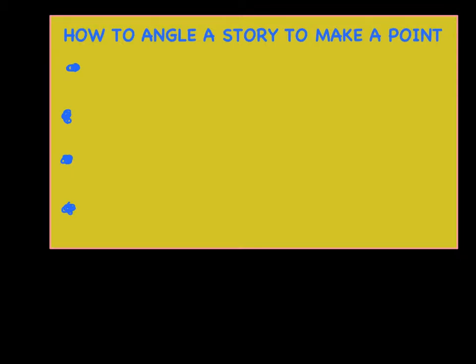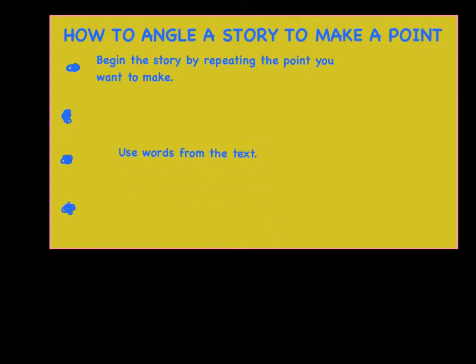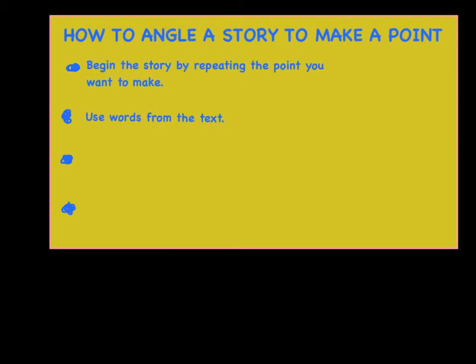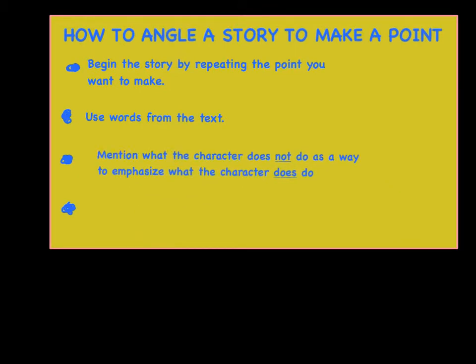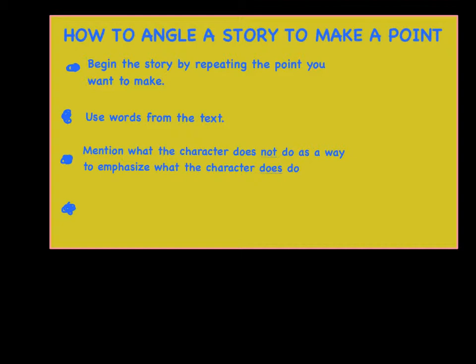Here are some things that we can do to really make sure we make a point. The first thing is to begin the story by repeating the point you want to make. We also want to make sure we're using words from the text. Not just our ideas, but we're also bringing in specific words from the text. You can also mention what the character does not do to draw attention to what he or she does do. And then continue to repeat those key ideas and words often throughout your essay.